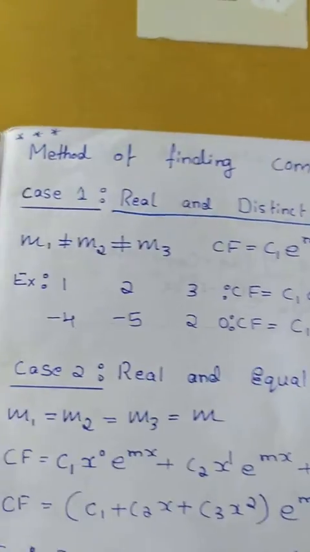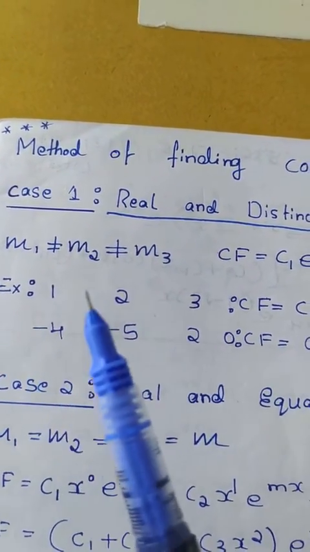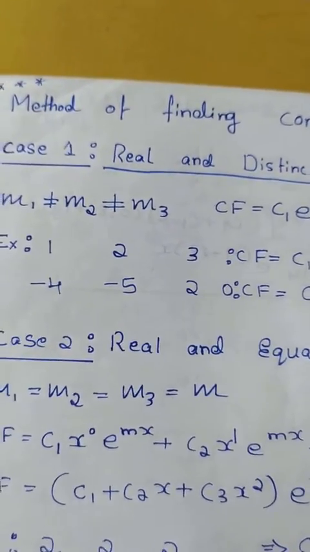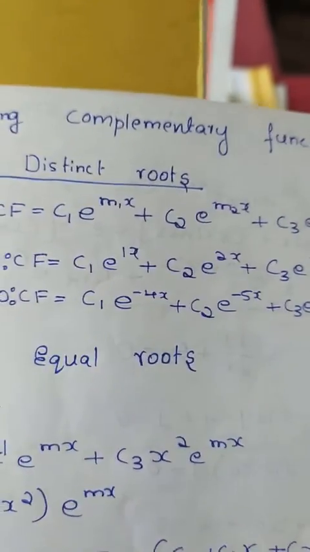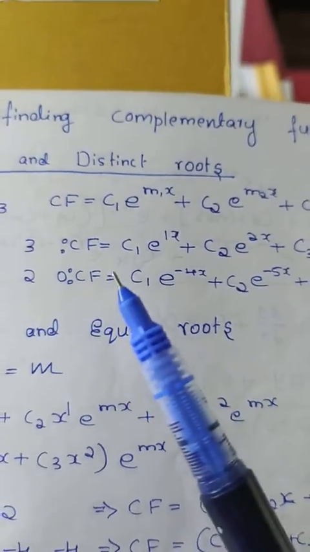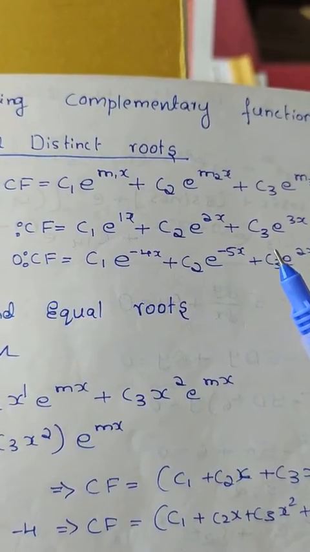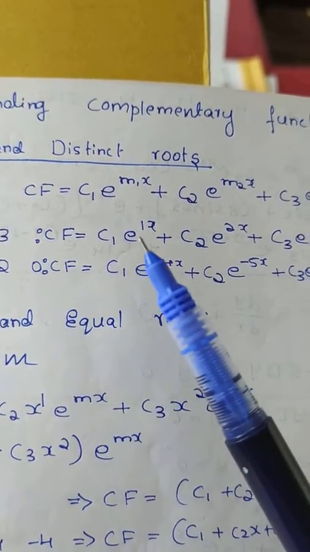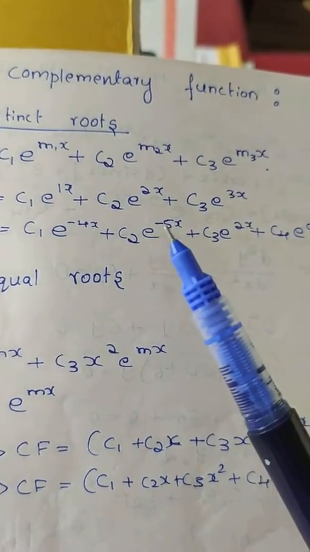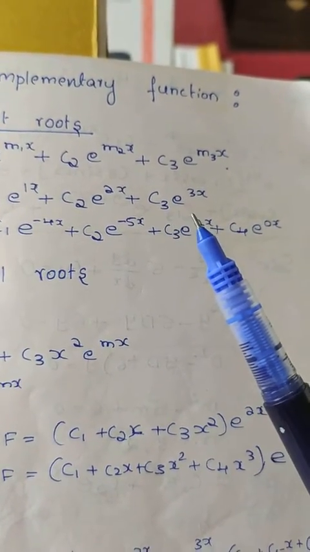For example, 1, 2, 3. 1, 2, 3 are real and different roots. Then CF is, how many roots are there here? 1, 2, 3, 3 roots. That means you have to take how many arbitrary constants? 3 arbitrary constants. C1 e power 1x plus C2 e power 2x plus C3 e power 3x.